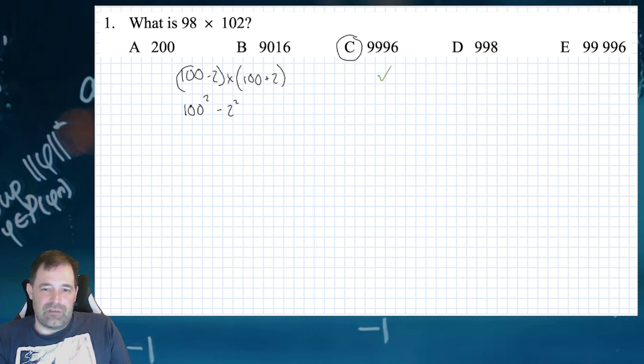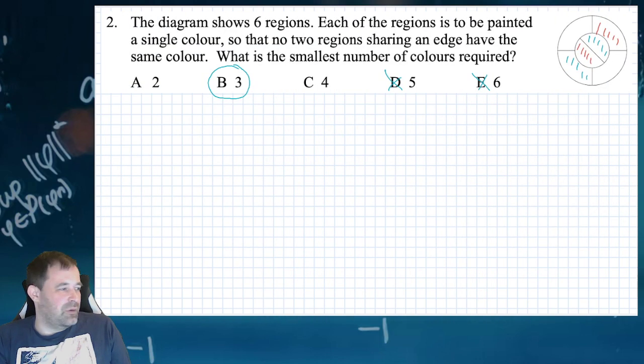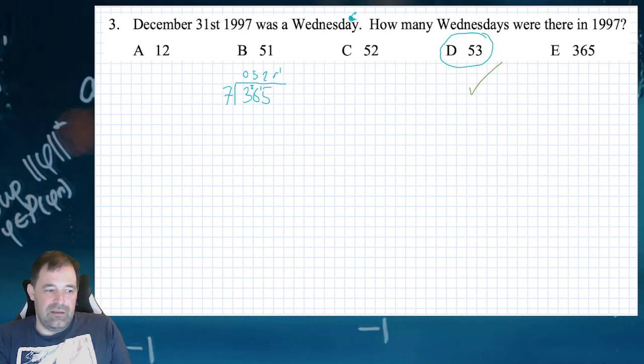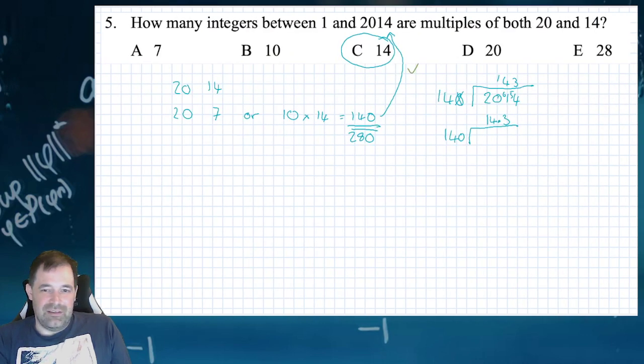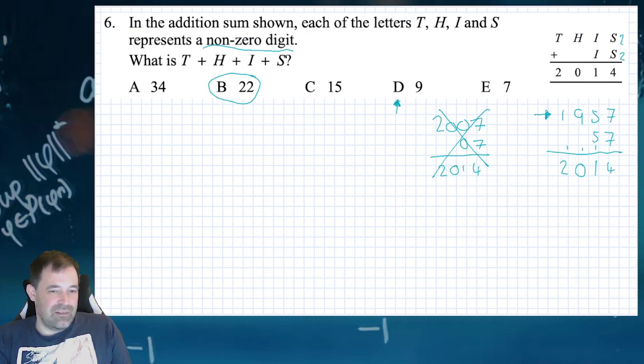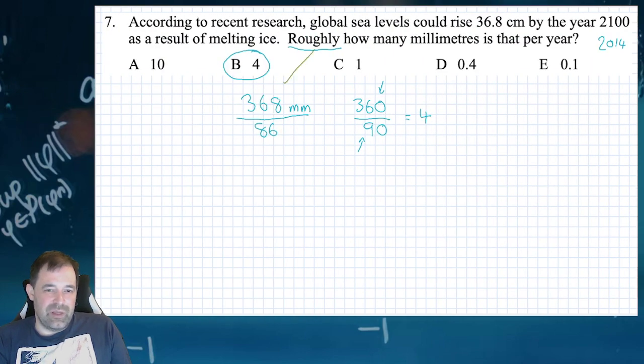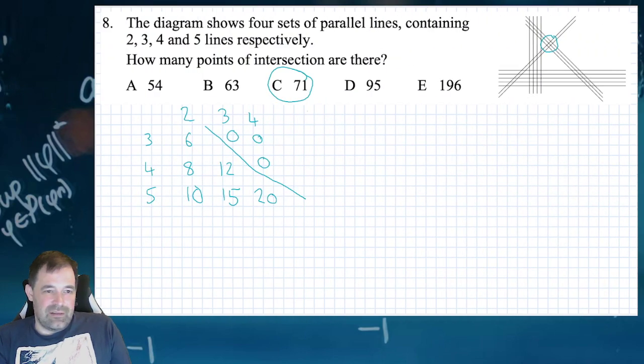Right, so number 1 is C, have some marks. Number 2 is B. Number 3 is D. You no longer have a guess, that's fine. Number 4 is A. Number 5 is C. Number 6 is B. I haven't got the solutions, I've just got a list of answers. 7 is B. 8 is C.